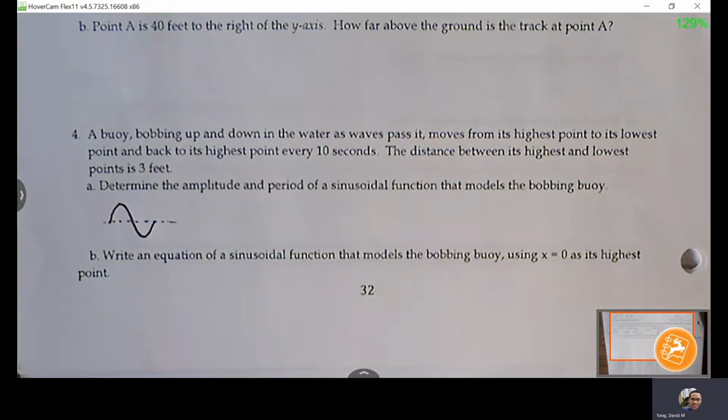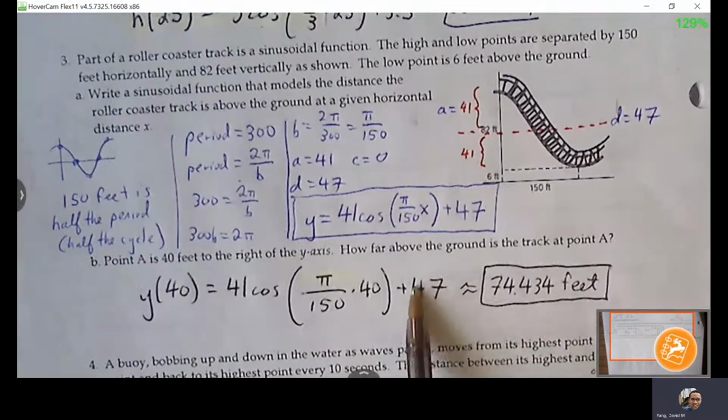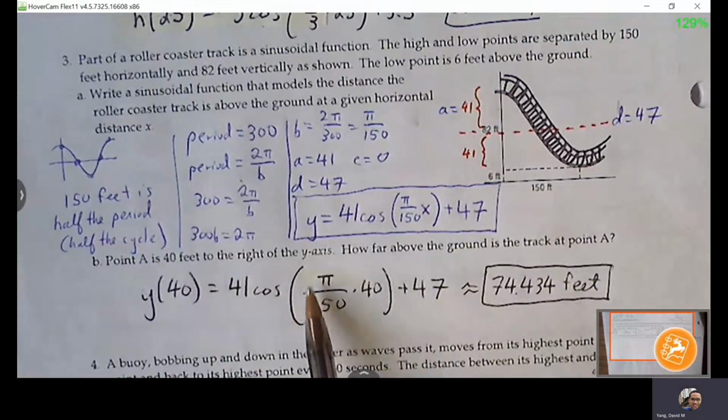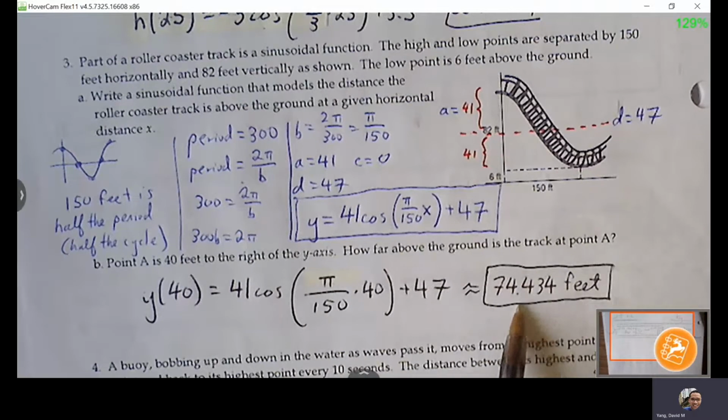Okay. We're skipping B. Oh, so B was, oh, did I just not see? Yeah, we're just plugging 40 into the equation, and then we're getting 74.434. Okay.